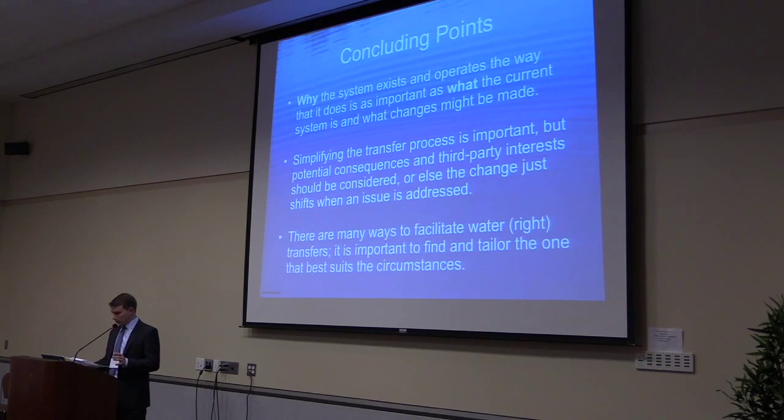And some very basic concluding points. So why a system or mechanism exists and operates the way that it does is as important as what the system or mechanism is and what changes might be made. Again, thinking about these other factors, what influences it? You may have something great, and honestly, water law is riddled with this. Really wonderful things that haven't gone anywhere. And you can have those same things be put in another place and they work beautifully. These other factors are really important. So before you go forward and start thinking about what to change, think about why the current system exists and build off of that in terms of thinking about your changes.